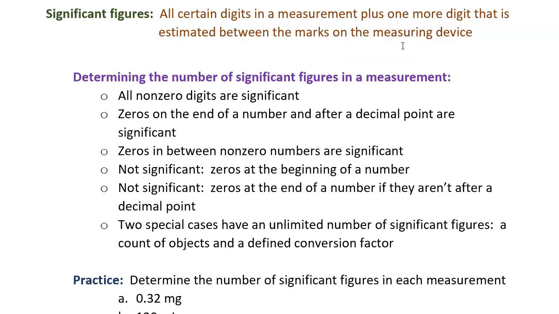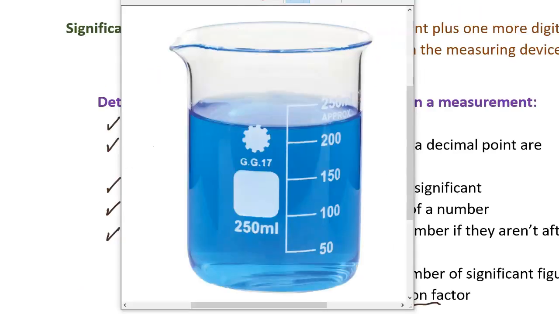The concept of significant figures only arises when numbers are measurements that were obtained from measuring devices. Let's look at a couple samples. Here's a beaker containing a blue solution. How many milliliters are in this beaker? We know for certain that the measurement is above the 200 line, but then we can estimate in between the marks. It's almost halfway between 200 and 250, so maybe it's 220 milliliters. The 200 we know for certain, and then we've estimated that additional 20 milliliters.